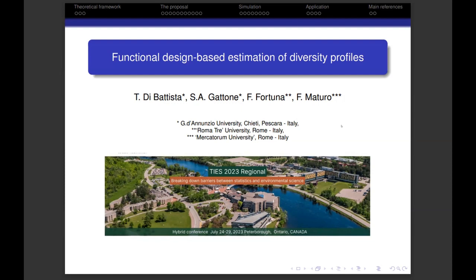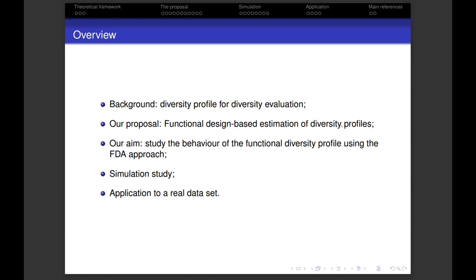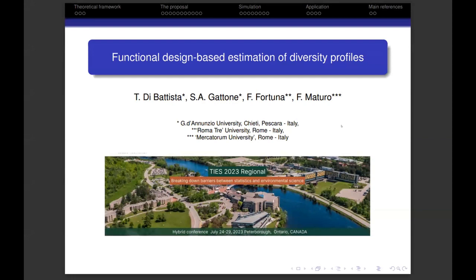Okay. Thank you so much, Abdel and Sylvia, for giving me this opportunity to explain my project. I am Tonio Di Battista, from Italy. This is joint work with my colleagues from Roma Tre and the Mercator University of Rome. I want to point out that I am a statistician, not an ecologist or a biologist, but my main topic is to give the tools to measure biodiversity and diversity in different fields of the ecological framework. The title of the work is the functional design-based estimation of a diversity profile.